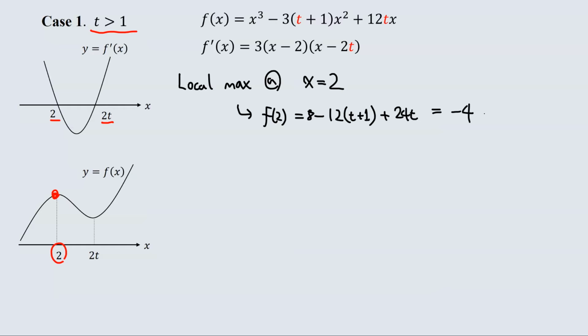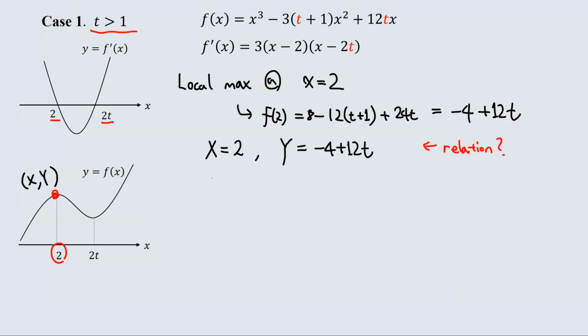So we have minus 4 plus 12t. Since we promised to indicate the local maximum point as capital X, capital Y, we can write capital X, the x coordinate of the local maximum point, is simply 2, and capital Y, the y coordinate, is minus 4 plus 12t. So we have to find the relation between x and y. However, in this case, even when t changes, the x coordinate of the local maximum point is fixed to 2, and only the y coordinate changes as t changes.